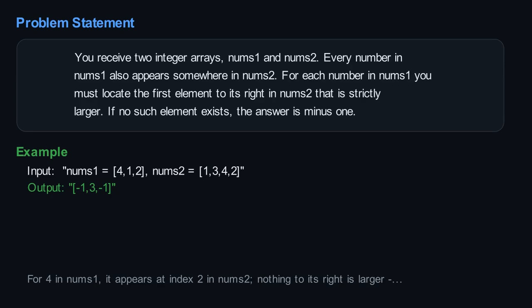For example, with nums1 equal to 4, 1, 2, and nums2 equal to 1, 3, 4, 2, the results are -1 for 4 because nothing follows it, 3 for 1 because 3 is the first larger value after the 1 in nums2, and -1 for 2 because nothing larger follows the final 2.